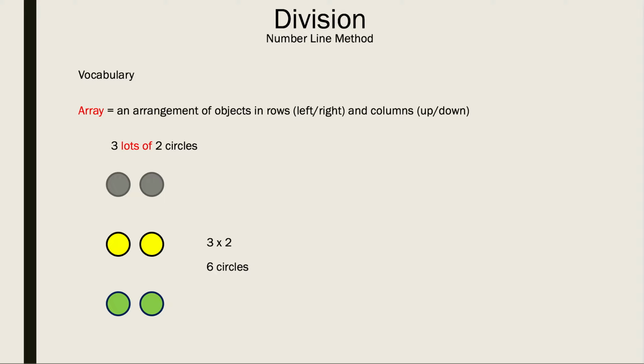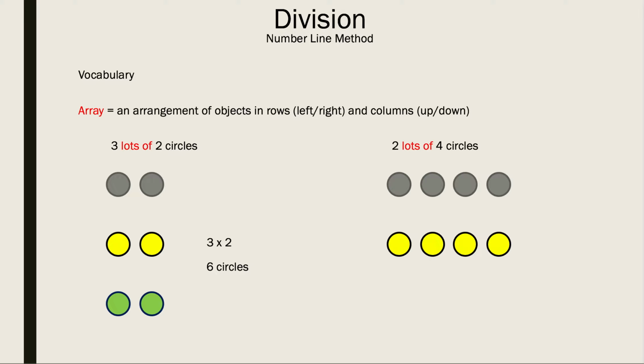So you don't have to count them. You can just use multiplication. So we have this one. We have 2 lots of 4. And once again, if you count them, you can get to 8. But multiplication is easier and faster. So you get 2 times 4, which gives me 8.